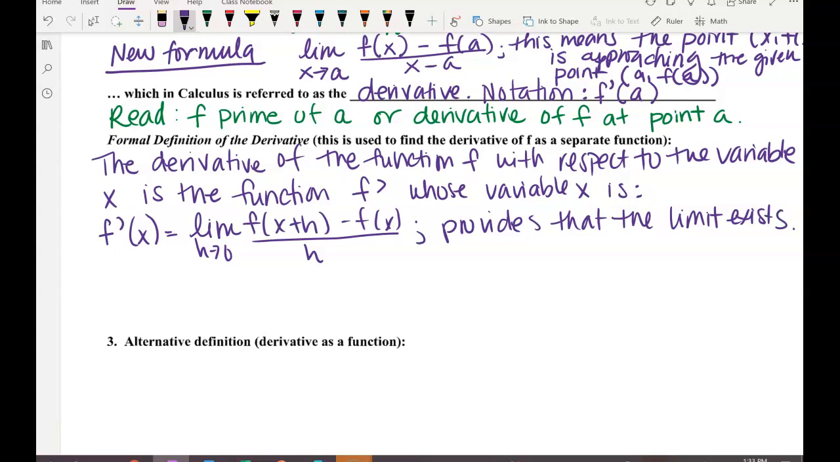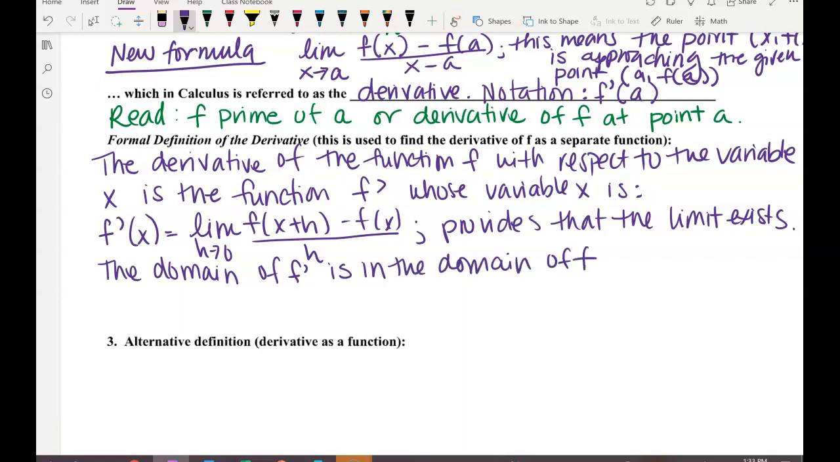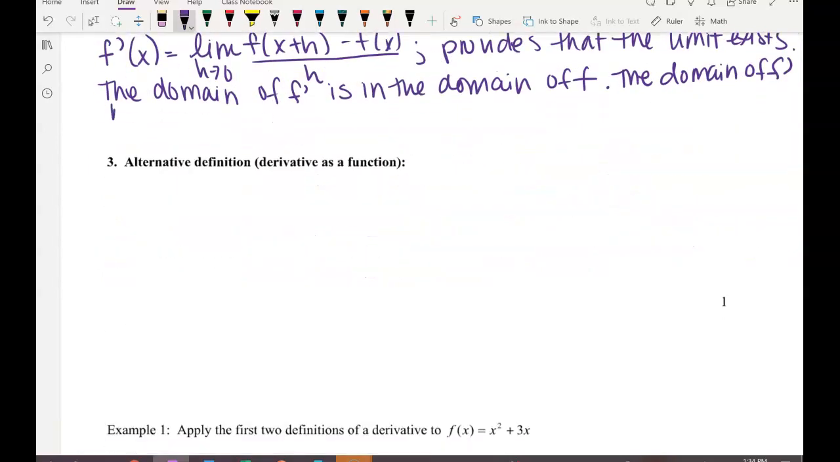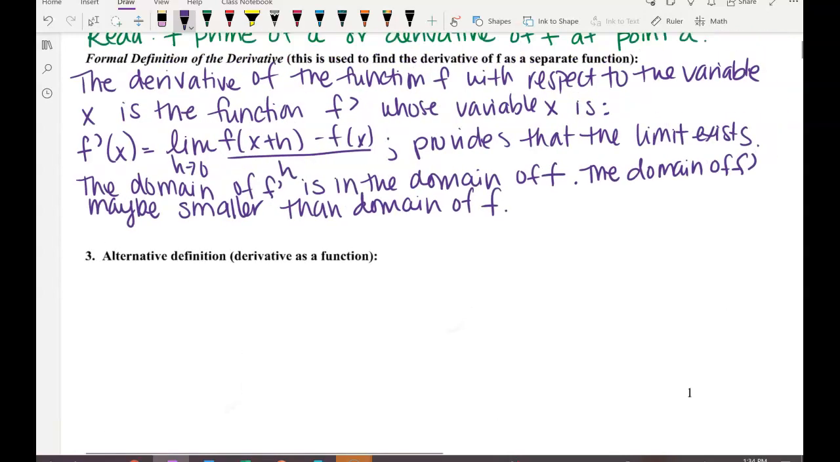Now the domain of f prime is in the domain of f, which means, guys, the domain of f prime may be smaller than the domain of f. Okay. Now let's go back and do, how about this?